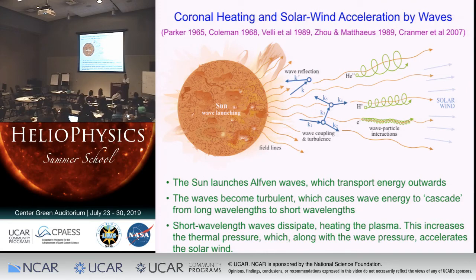Those Alfvén waves propagate away from the sun. They become turbulent, and energy cascades to small scales. The waves dissipate, they heat the plasma, and that increases the pressure. That could be, for example, the heating mechanism that Professor Longcope was talking about this morning that ultimately drives the heating of the corona and the heating of the solar wind.